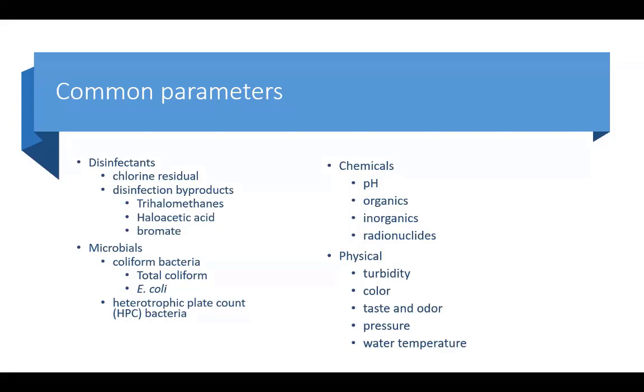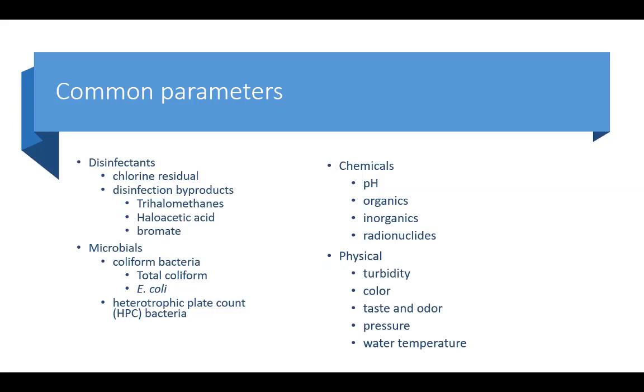And there are maximum contaminant levels for each of these chemicals or groups of chemicals. For trihalomethanes, it's a group of 4 chemicals. For haloacetic acids, it's a group of 5 chemicals. For bromate, it's just bromate.